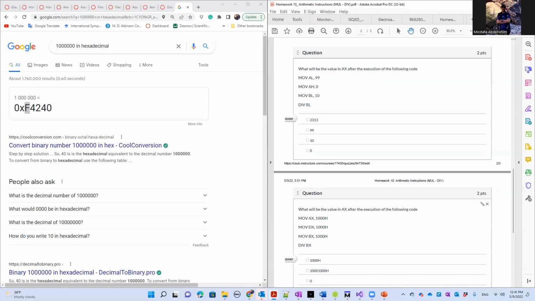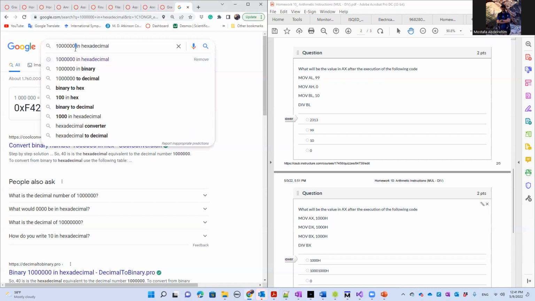And remember what we said, when we divide 99 by 10, 99 has 9 tens. So that's the quotient basically, and there will be a remainder of 9. So this remainder will go to AH, and the quotient, which is also 9, will go to AL.